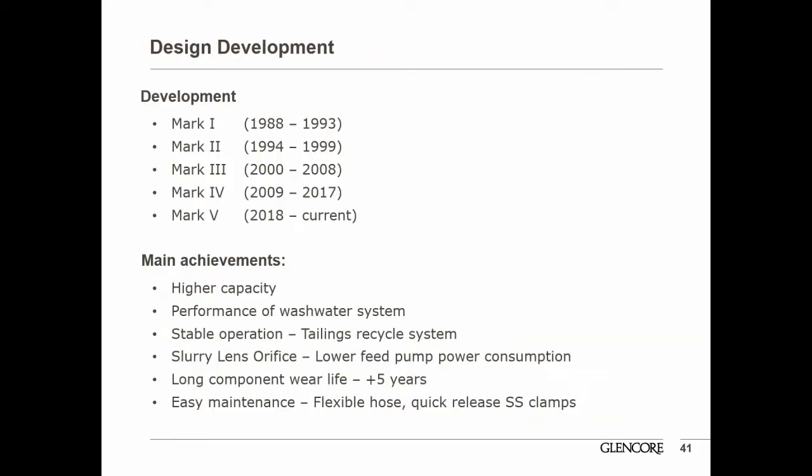Moving on, since its first development, the cell has been continuously improved, as with all Glencore technology products. It's improved by using the feedback from the operations and from the metallurgists, and this collaboration still happens today. The achievements over these 30 years of development have increased the cell capacity and made it way more robust and operable. It's increased the operating life of most of the components to in excess of 5 years, and it's made the maintenance simple, and it can be done with the cell still online. It's been a very good journey.